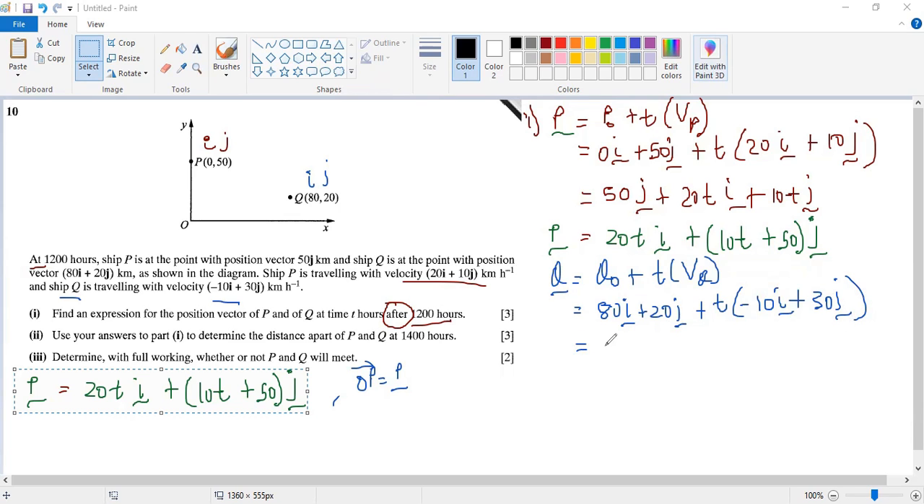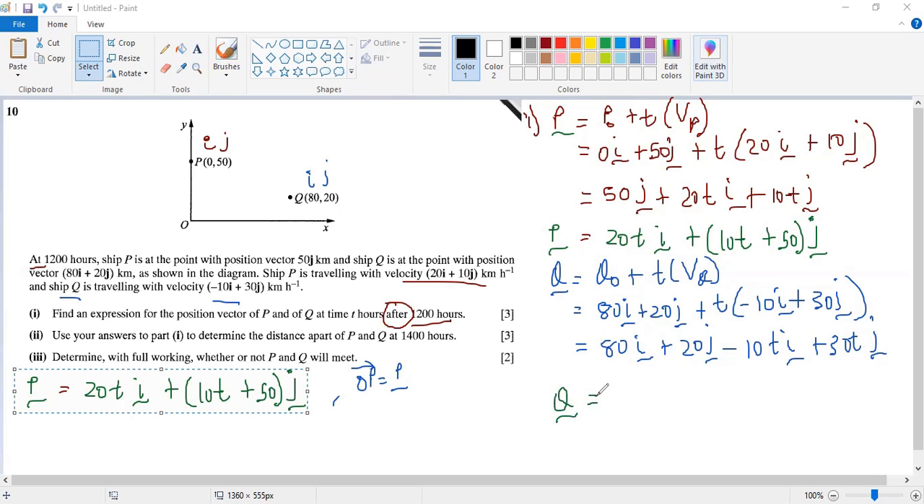Okay, then we just simplify it likewise. So it becomes ATI plus 20J minus 10TI plus 30TJ. Then we group together the I and I. So I think we got the answer for the second one also. Likewise, we can just straight away write it, just algebra.